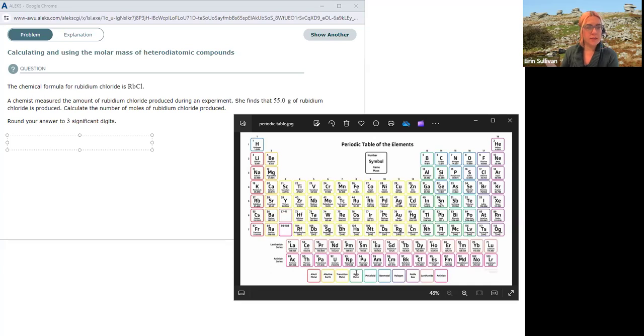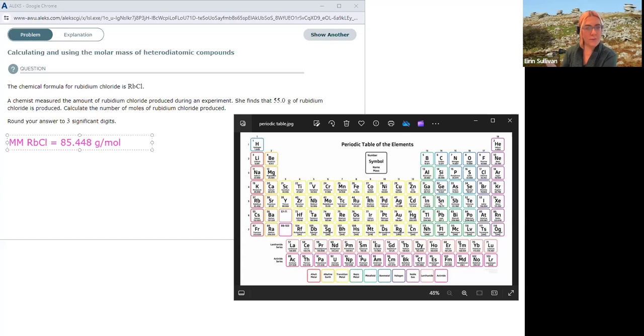So for example, let's look at this question, rubidium chloride. First things first, we have to look up the molar masses for rubidium and chlorine so we can calculate the molar mass of rubidium chloride. Rubidium here is in group 1. Oh my gosh, that's very low resolution. I think it's 85.448 grams per mole, so use your periodic table.